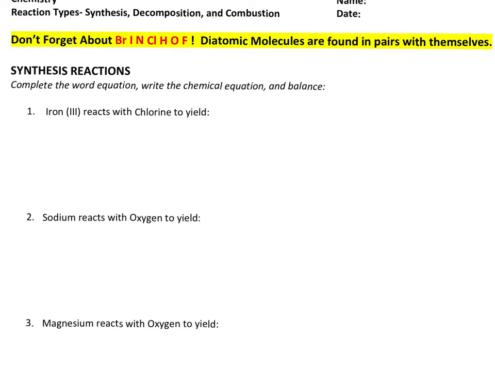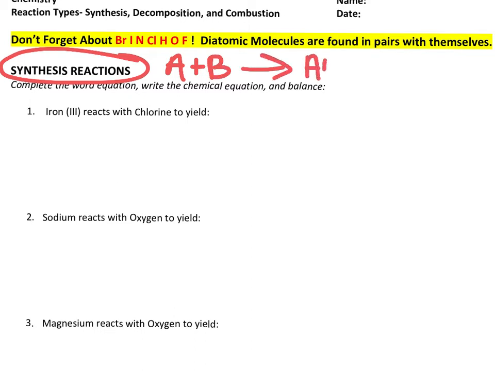So we're going to start off first of all with our synthesis reactions. And if you remember, for a synthesis reaction, you're really going to have two or more reactants that are going to react and come together to create one new compound. So the thing is, like A plus B gives you AB. So if we look at this, we want to finish our word equation, and then we want to write out and create an entire balanced chemical equation.